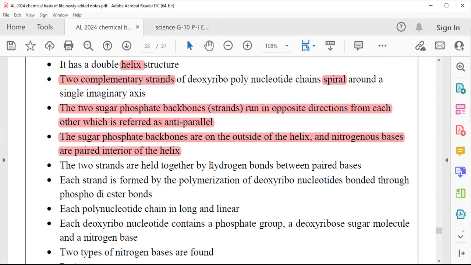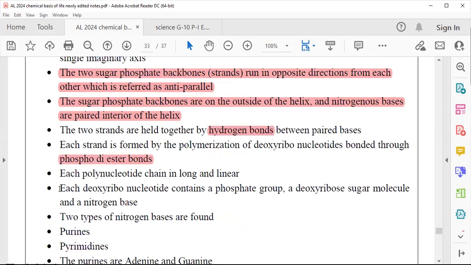Further, the two strands are held together by hydrogen bonds. The deoxyribonucleotides are connected through phosphodiester bonds. They are long and linear. If they say linear, what is the meaning? If they say linear, my children, no branches. Understood? No, what is it? Branches.